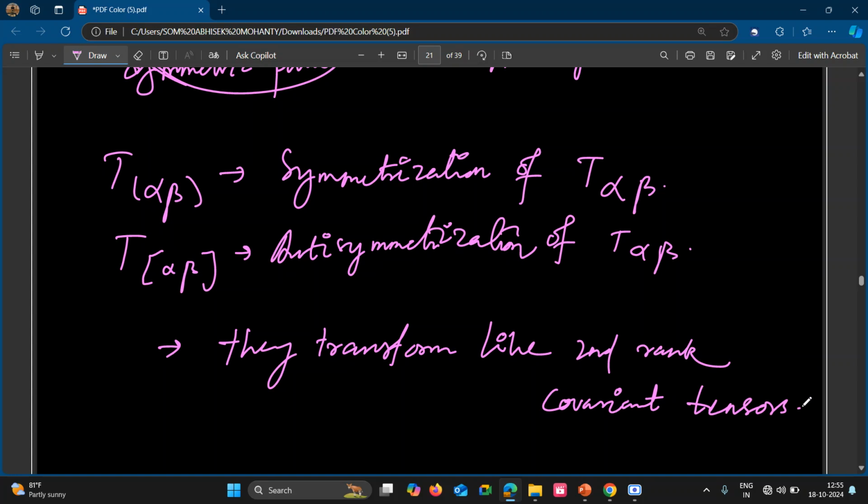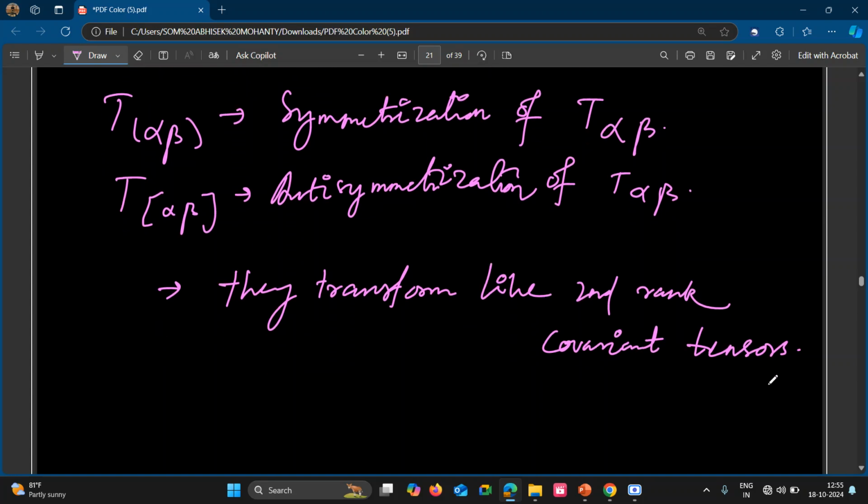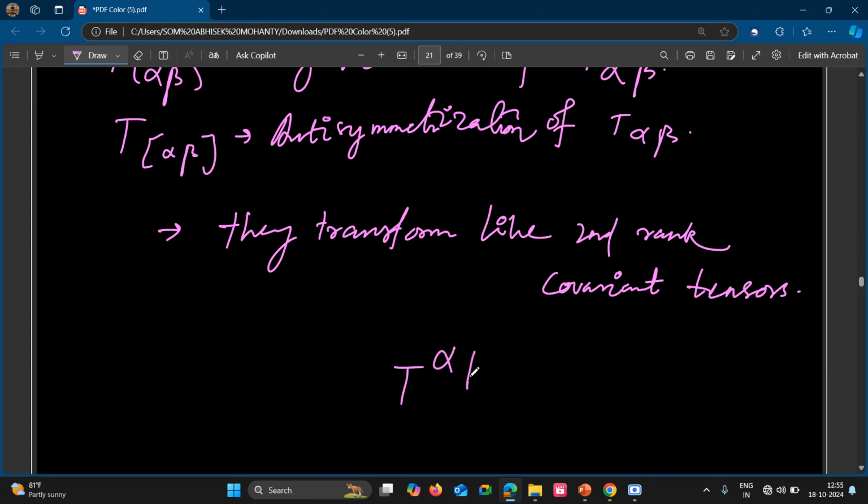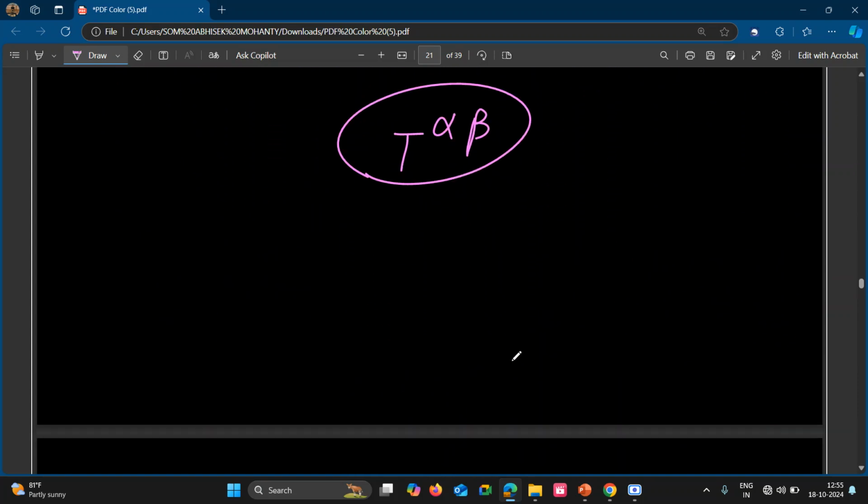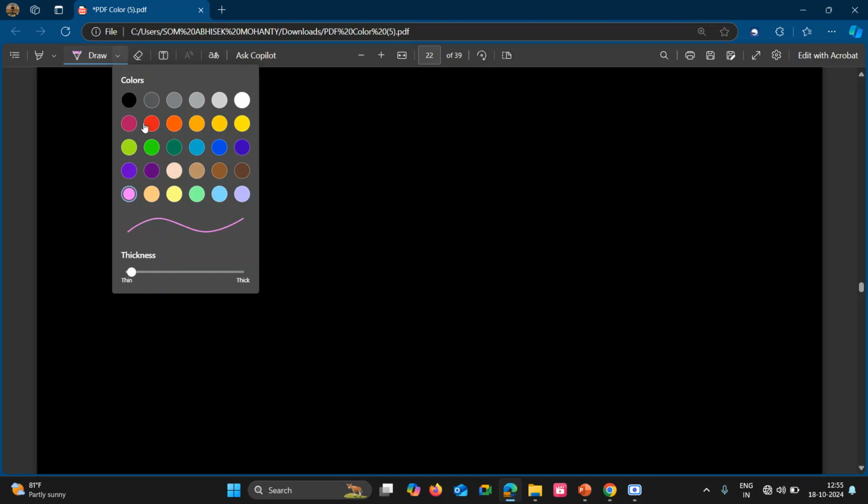Such a splitting is also possible for the second rank contravariant tensor, that is T alpha beta. You can easily do it. However, splitting into a completely symmetrized part and a completely anti-symmetrized part is not possible for rank greater than 2. Okay, next is rank 3. Let's do it for rank 3 tensors. For rank 3 tensors, we will do the symmetrization and anti-symmetrization.